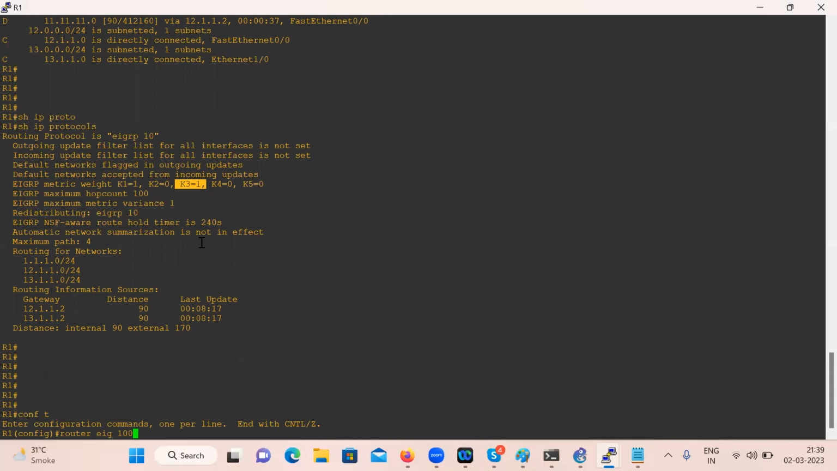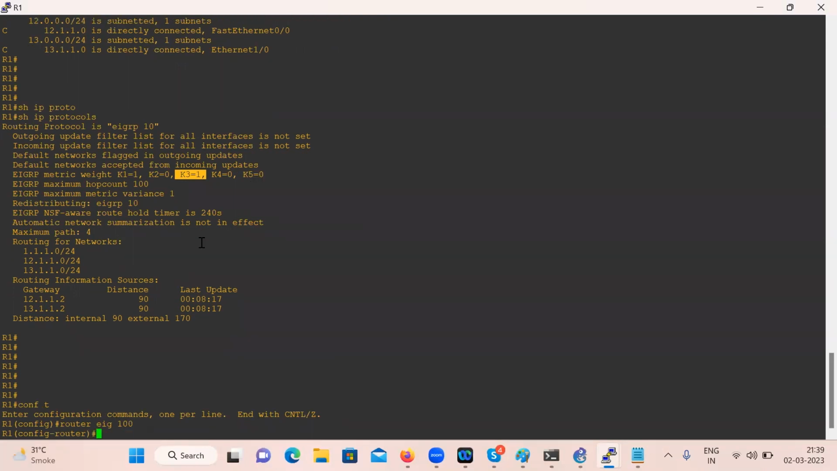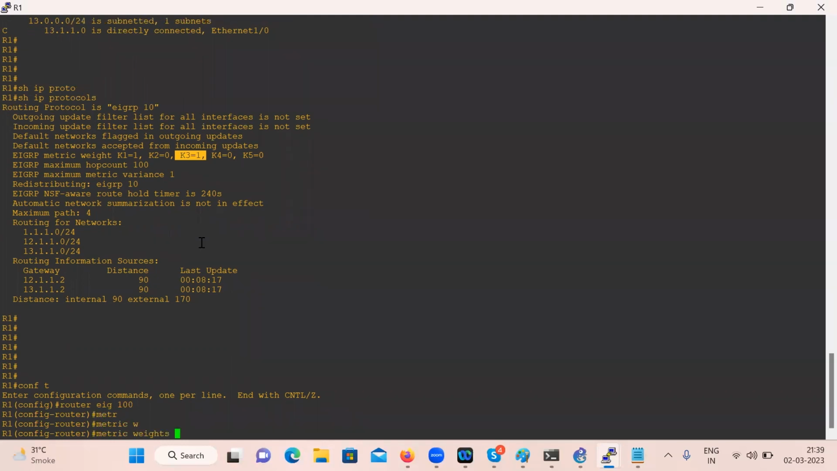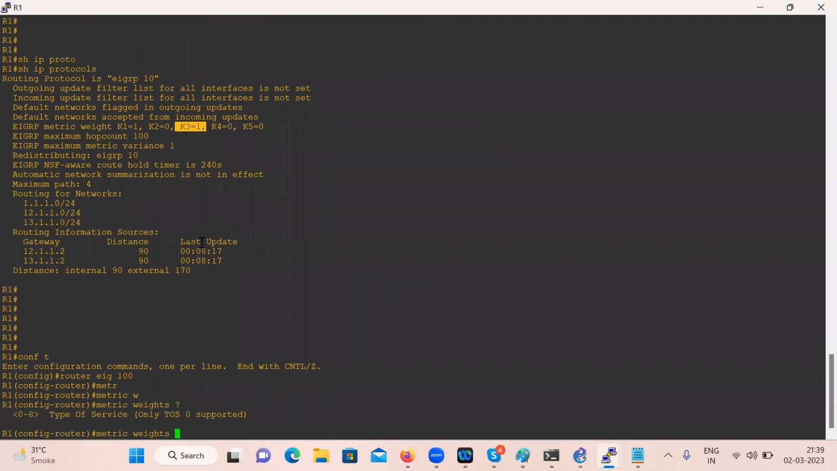Sure. Okay, router EIGRP 100. We are not going to disturb our EIGRP AS number 10, so I used a separate AS. Under router EIGRP, here you have to type metric weight. The first thing it will ask you for is bandwidth, delay, load, reliability, and MTU.